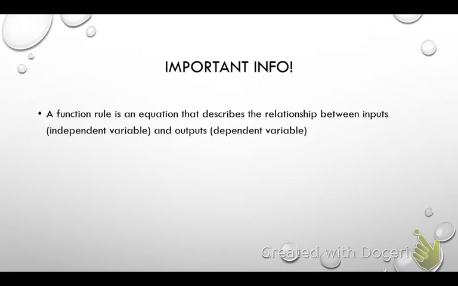All right, so here's kind of the main concept for today. A function rule is an equation that describes the relationship between my inputs and outputs. And we're going to talk today about what it means to be an independent variable and what it means to be a dependent variable. I think we can kind of guess at what it means just because of what we know about something being independent. But we'll talk about it more in just a minute.